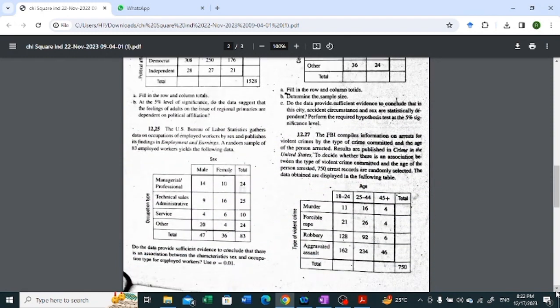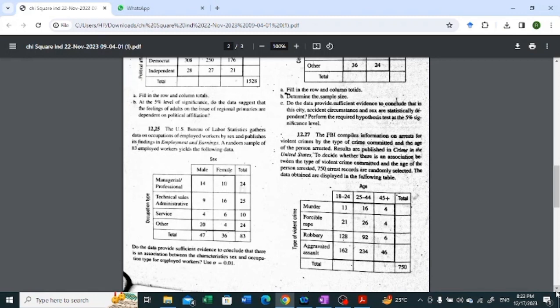is this one, which is quite relevant as far as students, their approach and their future life, their career is concerned. That's an important question. So Problem 12.25: the US Bureau of Labor Statistics gathers data on occupations of employed workers by sex and publishes its findings in Employment and Earnings. A random sample of 83 employed workers yields the following data. So data for male and female we are provided, and four different occupational categories are given in the data set. That's managerial and professional, technical, sales, administrative, service, and other.